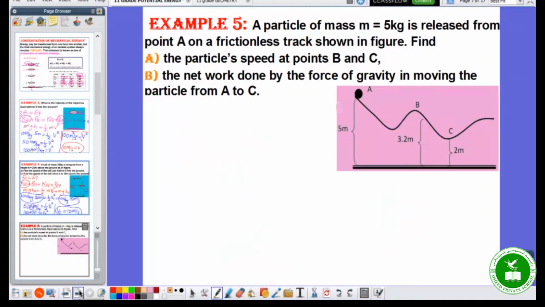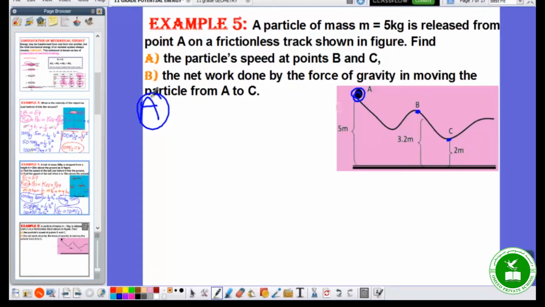Example number 5. A particle of mass 5 kilogram is released from point A. Okay, from this point. On a frictionless track shown in the figure, find the particle's speed at points B and C. Okay, at two different points, we should calculate the speed of the object. Part B, the net work done by the force of gravity in moving the particle from A to C. Total work done also we should calculate at point C. Okay, now first of all, let me calculate part A.